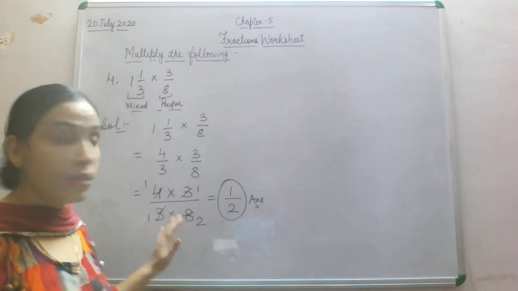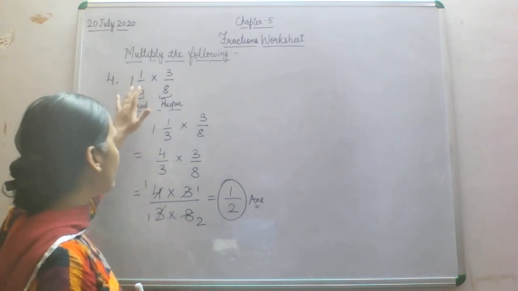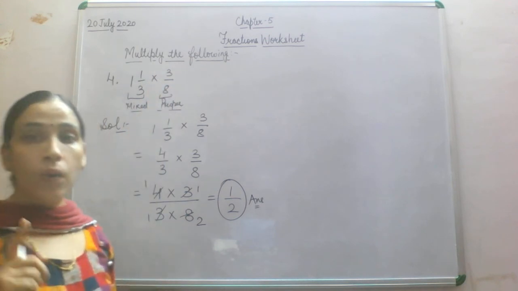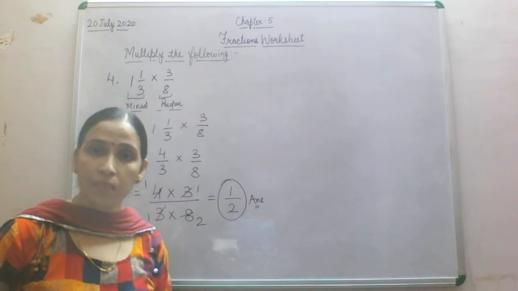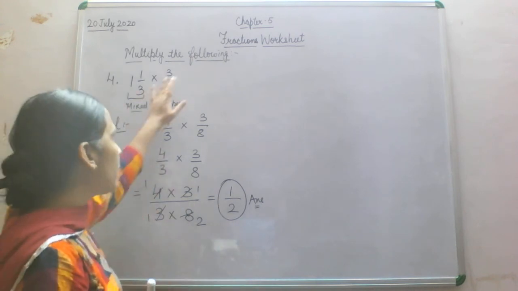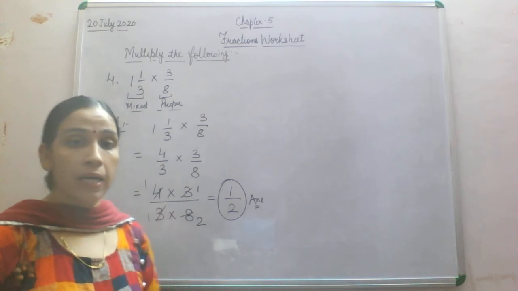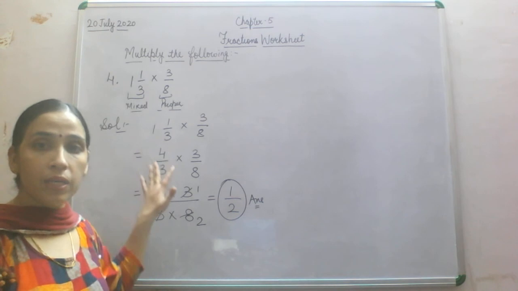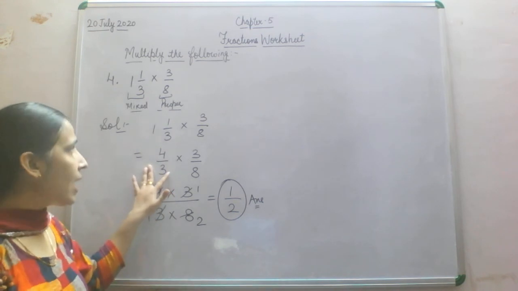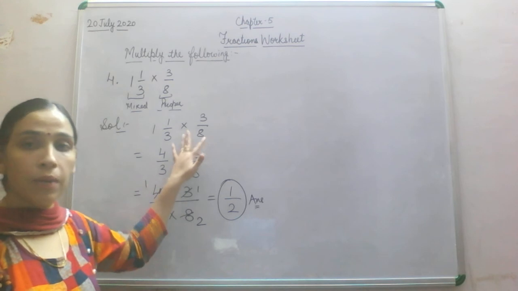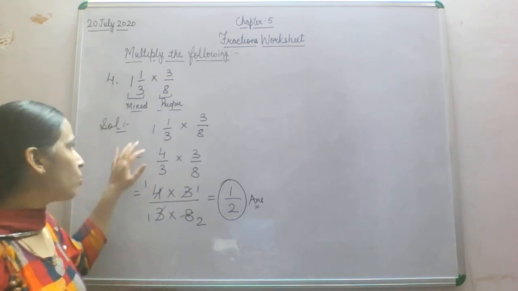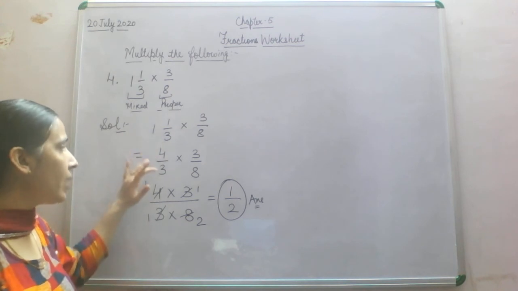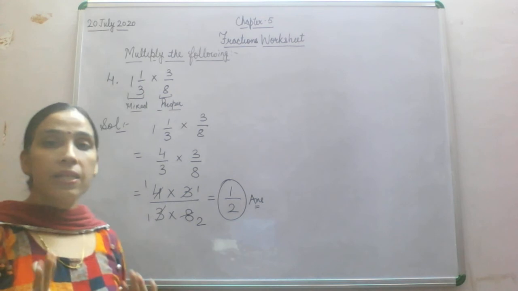You have been given a question: 1 1 by 3 multiplied by 3 by 8. 1 1 by 3 is a mixed fraction, and that will be multiplied by a proper fraction, that is 3 by 8. So children, what you have to do is this: the mixed fraction is supposed to be converted into an improper fraction first. After that, that will be multiplied by the proper fraction. So what will we do? 1 by 3: 3 ones are 3, plus 1, 4. 4 by 3 will be multiplied by 3 by 8.